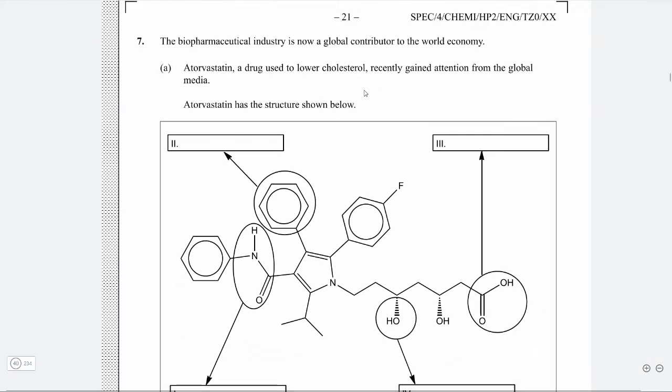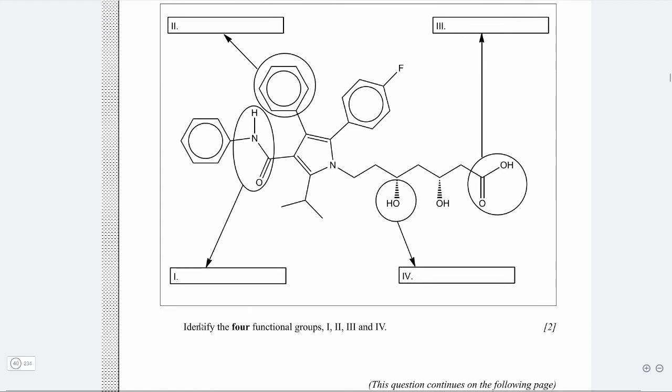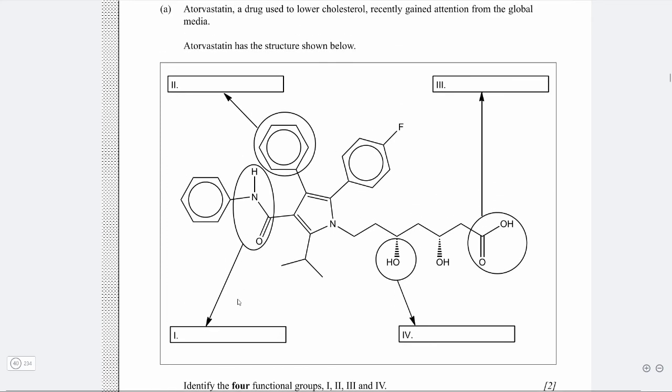Next one, organic chemistry. Okay, you get some information, and atorvastatin has the structure shown below. Identify the 4 functional groups. So let's start with 1. I don't know why this is in the IB syllabus because it's not in the book, but a nitrogen with a carbonyl beside it. It's similar to an acid, where you would have an O here, but this time it's a nitrogen, and the functional group is called amide, which I don't think is in the IB curriculum, but anyways.